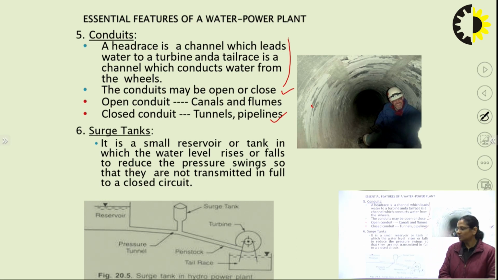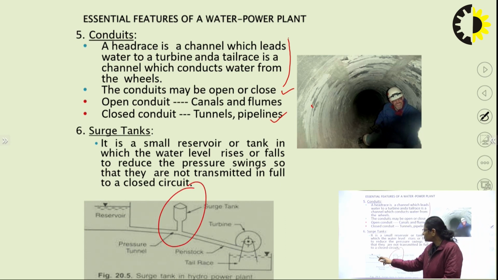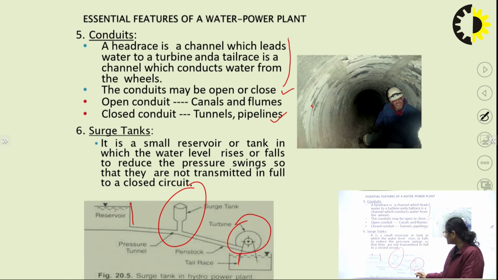Then comes the surge tank. You can see the presence of the surge tank over here. This is the reservoir, this is the dam, this is the penstock, and over the penstock we have this surge tank. This side we have the turbine, and this is the tail race, the output side of the turbine. So, what are surge tanks? They are a small reservoir or tank in which the water level rises or falls to reduce the pressure swings in the penstock.